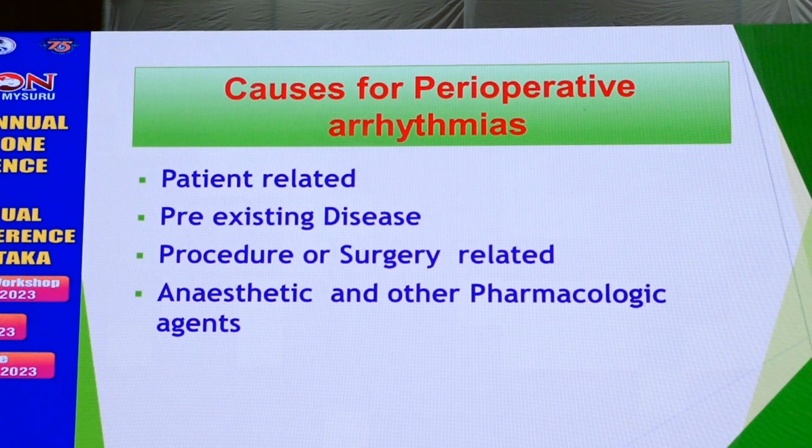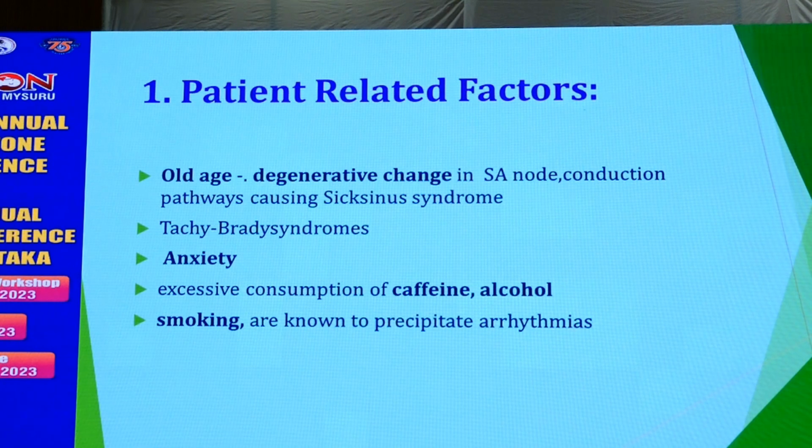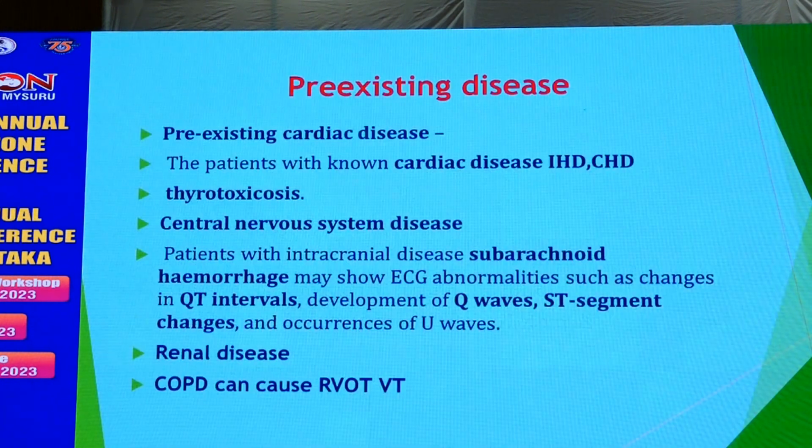So coming to what all can precipitate arrhythmias in your patient. There are various factors related to the patient, any pre-existing disease in the patient, procedure or surgery related, or anesthesia pharmacological agent related. So we'll see briefly what the patient-related factors are. Say, for example, the patient is an elderly patient. They may have degenerative changes in the SA node or the conduction systems, which can give rise to sick sinus syndrome or tachy-brady syndromes, and anxiety, caffeine, alcohol, smoking can all precipitate an arrhythmia.